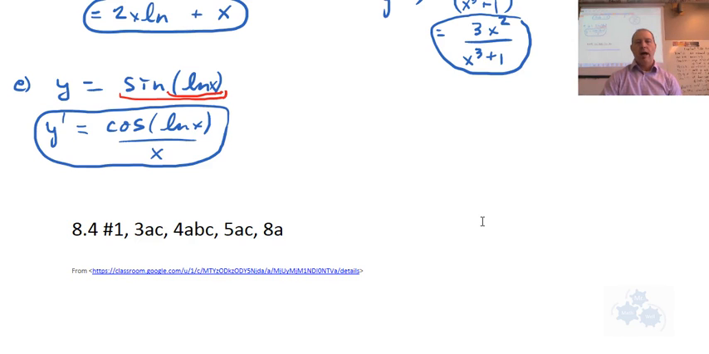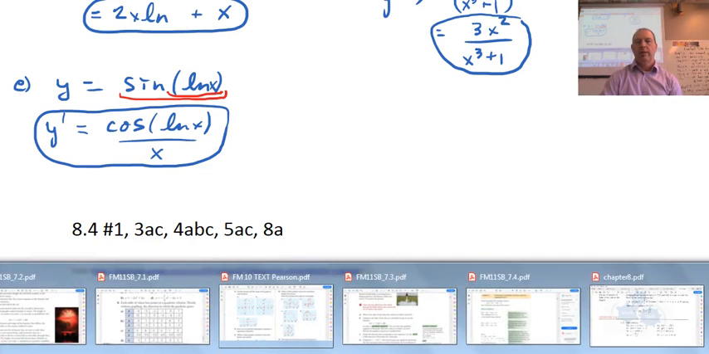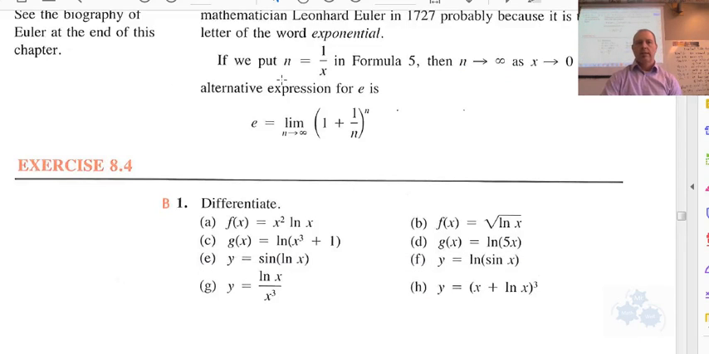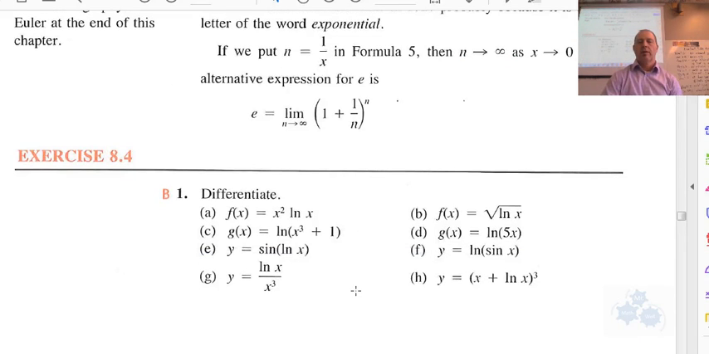The answers are 1, 3ac, 4 abaca, 5 ac, 8a. And here is the textbook for you.